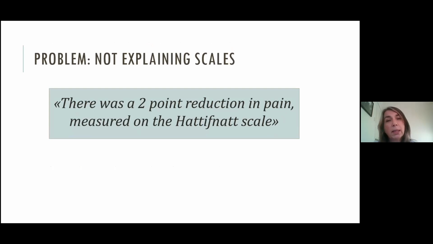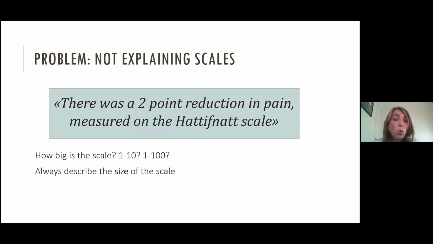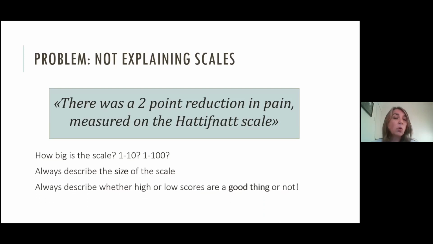Another problem is that people still aren't very good at explaining the scales that may have been used to measure the outcome. Here's a fictitious example: there was a 2-point reduction in pain measured on the Hattie-Fnatt scale. Well, I have no idea what the Hattie-Fnatt scale is. I have no idea if a 2-point reduction is a good reduction or a bad reduction or a big reduction or a small reduction. If you're using scales, tell people how big the scale was. Did it move from 1 to 10, from 1 to 100? Always describe the size of the scale and always describe whether a high score or a low score is a good thing.